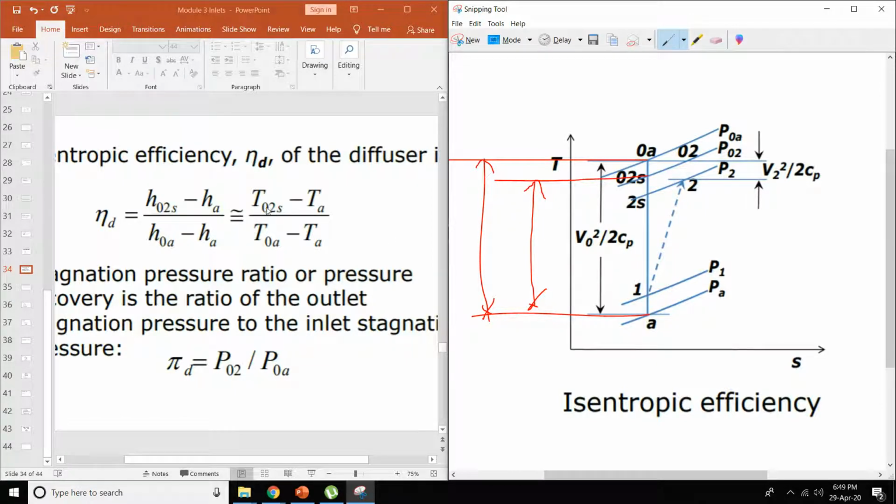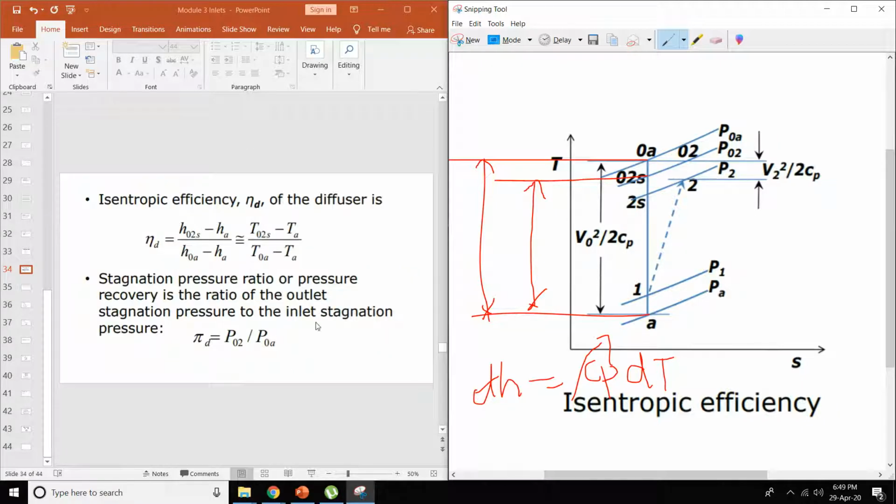Okay, so if you further evaluate it, like I said, since dh is equal to cp dt, if you take ratios of this, cp will get cancelled, so dh will become equal to dt. So you can directly equate this dh to t terms. Once you equate it to t terms, the stagnation pressure ratio or the pressure recovery is nothing but the ratio between these two, that is P02 divided by P0A.